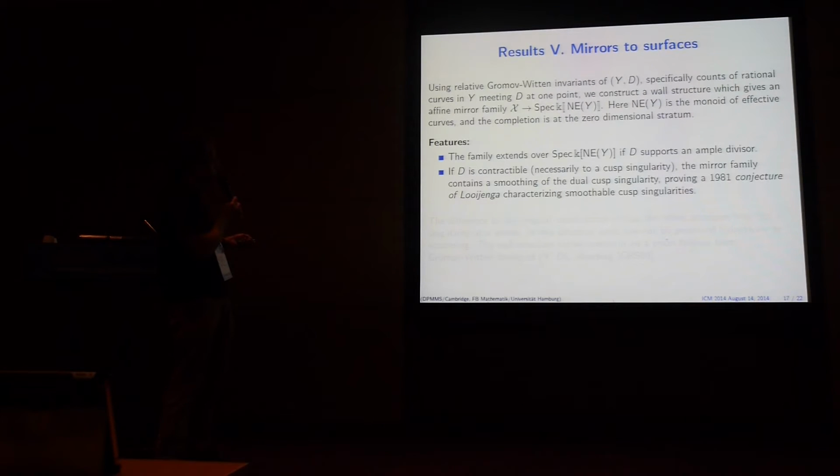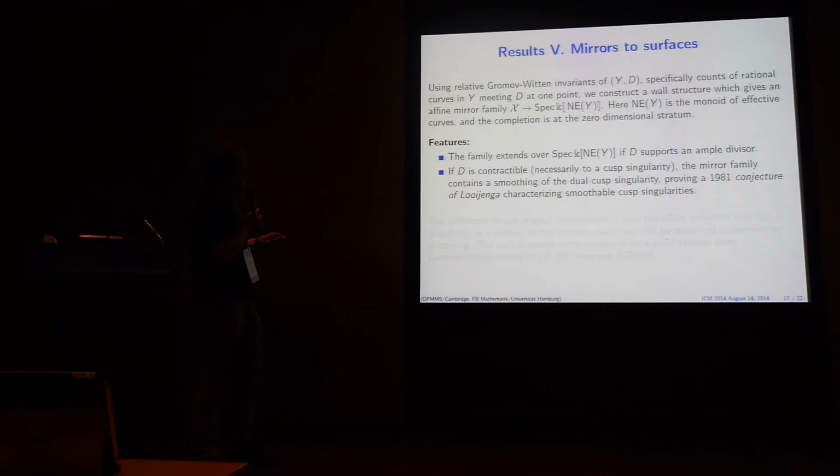And this construction has several features. So for example, if D supports an ample divisor, say if we're doing a del Pezzo surface, the construction suddenly becomes algebraic, and the family extends over the full affine toric variety. And actually, just going back to David's earlier question, if you apply this to the cubic surface, the mirror gives you the universal family of cubic surfaces, modulo some extra parameters which you can divide out by.